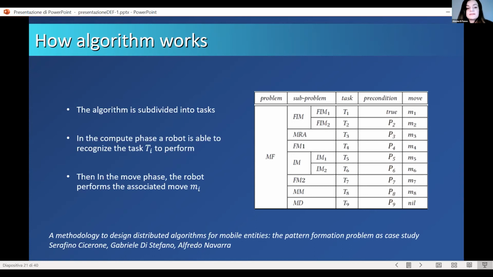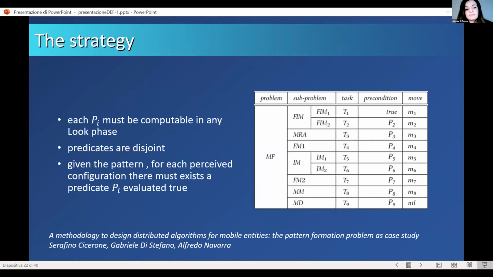During the compute phase, if the robot finds that the precondition is true, then it performs the associated task. This approach requires that predicates must guarantee some properties. Each predicate must be computable in any look phase, and the predicates are disjoint, and given the pattern, for every perceived configuration, there must be a predicate evaluated true. If all these properties hold, the robot recognizes that the precondition is true and performs the associated move.